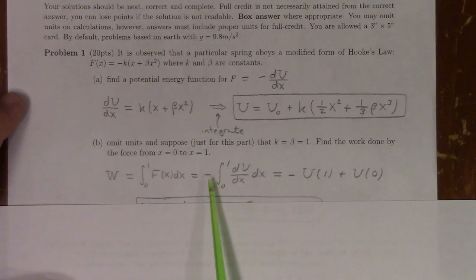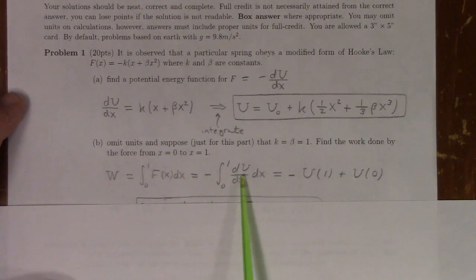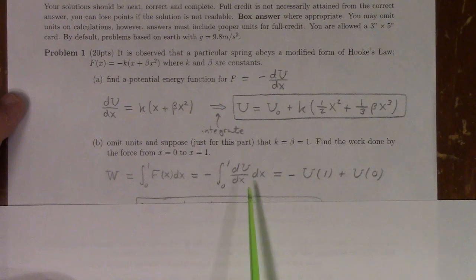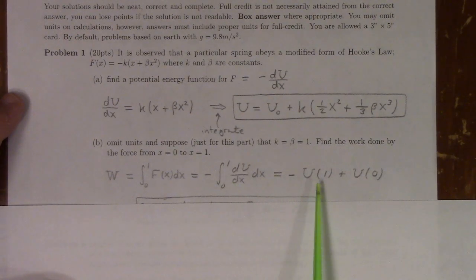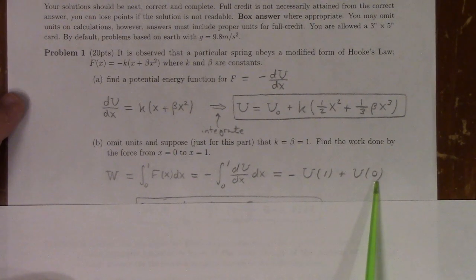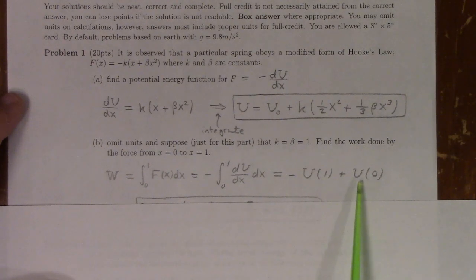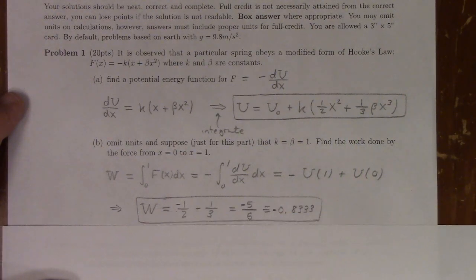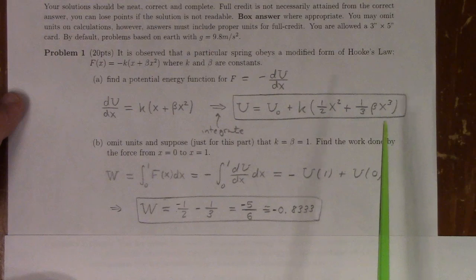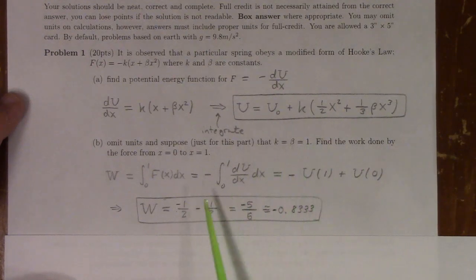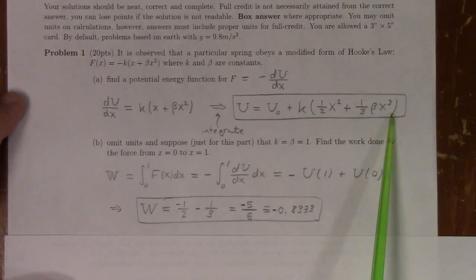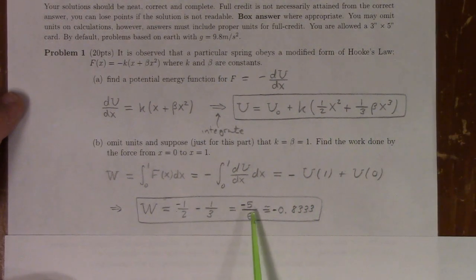And in that case, of course, that's equal to minus du/dx, but then by the net change theorem from calculus, we get minus u of 1 minus u of 0. And when I plug those in here, the u naughts cancel, of course, and you're just left with minus 1/2 minus 1/3, and the 0 gives you nothing. All right, so that gives you minus 5/6, which is about minus 0.833.